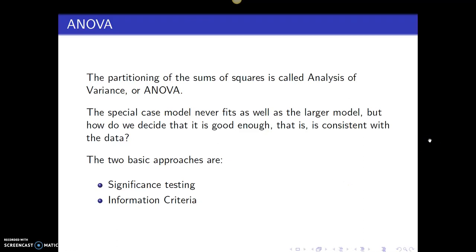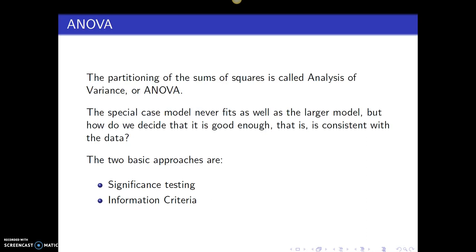Okay, so in the last set, we got up to the point where we were talking about why we call this analysis of variance, because we've partitioned the sum of squares into the model-based variation and the error or residual variation. So, you know, we want to be able to make a decision about the special case or restricted model and the larger or more general model and make sure it's a good fit to our data.